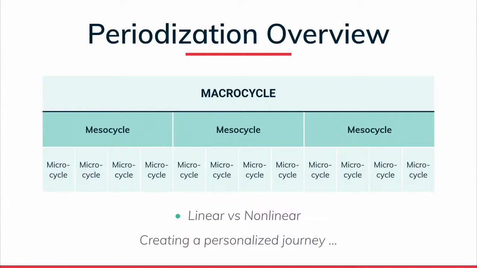Nonlinear has more fluctuations of those training intensities and training volumes. Undulating periodization is another term for nonlinear. And that's really what I recommend, is a nonlinear approach to your cardiorespiratory training program. I don't know too many coaches who use linear nowadays.